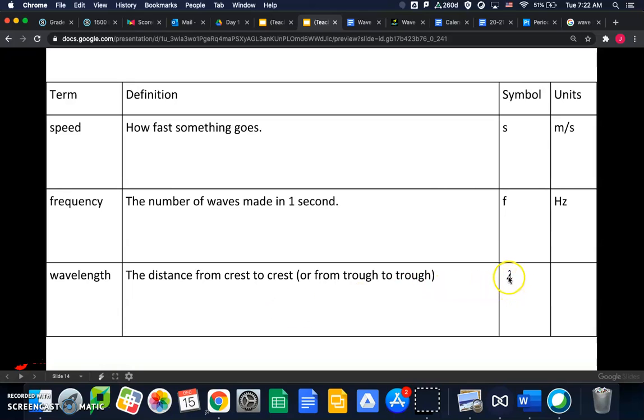The symbol for wavelength is this Greek letter. This is called lambda. You can kind of think of it as it looks like an A, but without the cross in between, and there's kind of like a little tail at the top here. Units for wavelength is in meters, right? We measure our distances in meters in science.